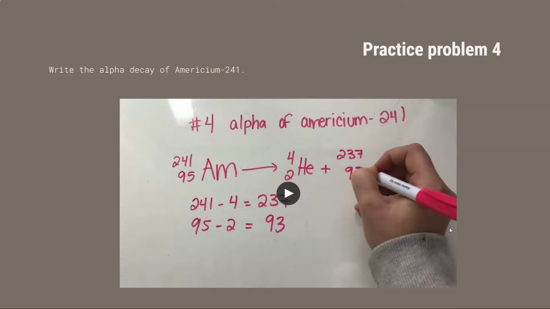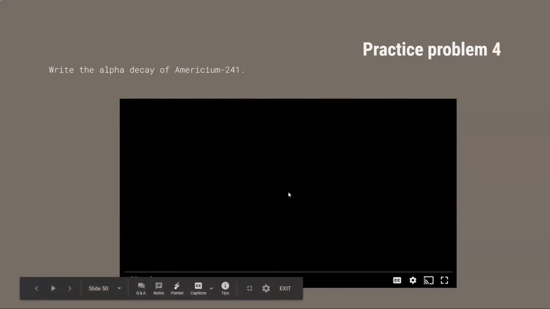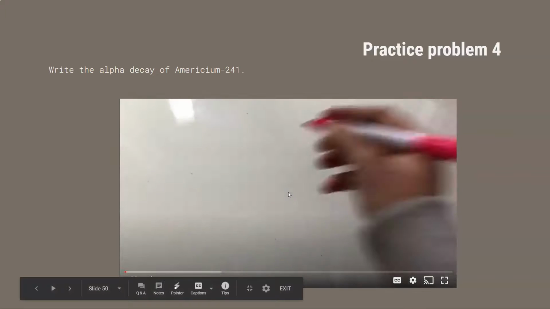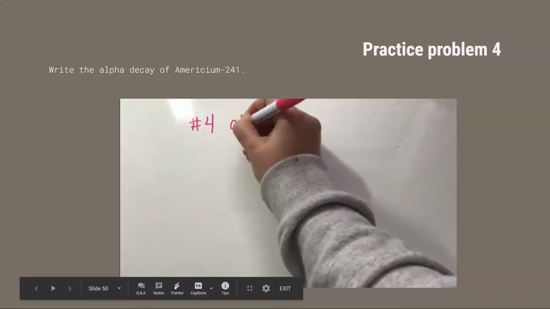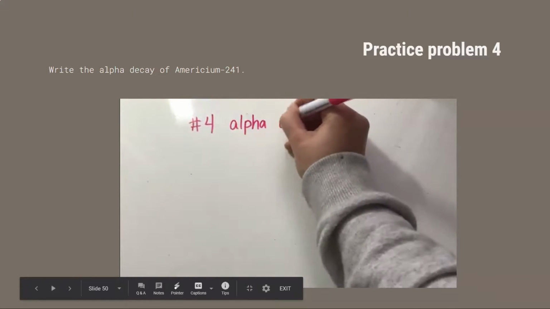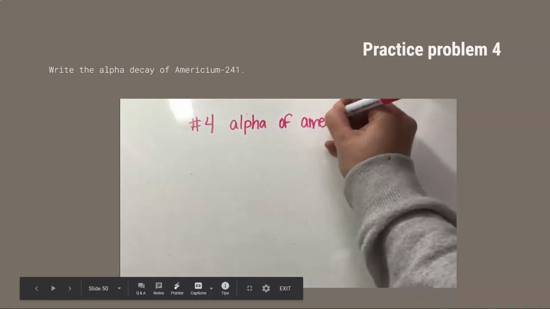Practice problem number 4 is about the alpha decay of Americium 241. So just like the other practice problems, I'm just showing you what we're doing. So alpha decay uses helium, so the 4 and the 2.